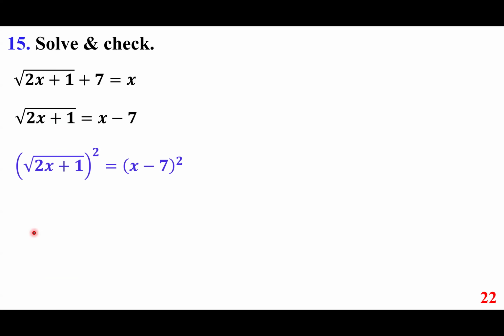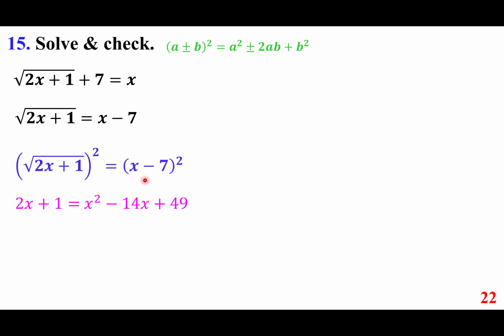Left side comes out as 2x plus 1. What about the right side? Recall a plus or minus b, quantity squared. a plus b squared is a squared plus 2ab plus b squared. a minus b squared is a squared minus 2ab plus b squared. Therefore, this is x squared, 2 times x times negative 7 is minus 14x, plus 49.